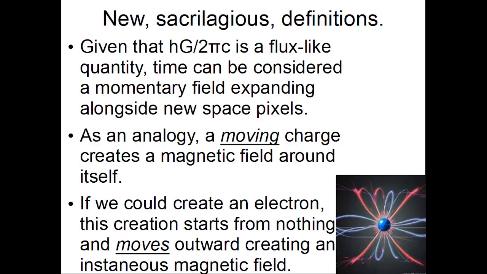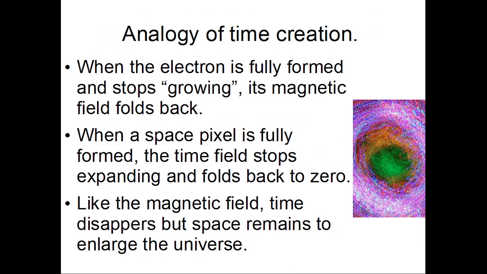As an analogy, think of what would happen if you could instantly create an electron from nothing. Remember, a moving charge creates a magnetic field around itself, but the magnetic field disappears when the charge stops. Therefore, an electron growing can be considered a charge moving. So, as the electron starts from nothing and expands to its size, a magnetic field expands around it. When the electron stops expanding, the magnetic field collapses back to nothing.